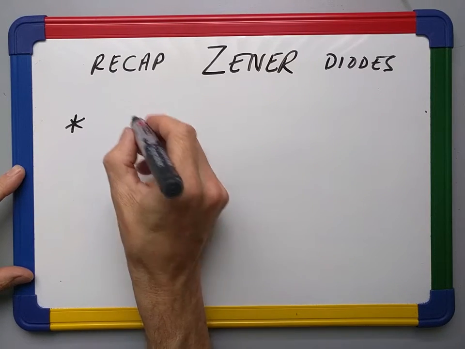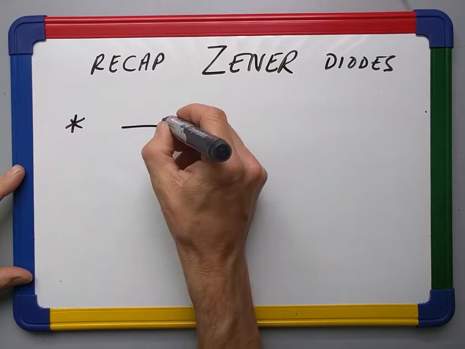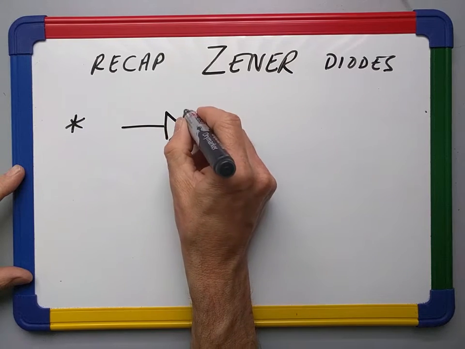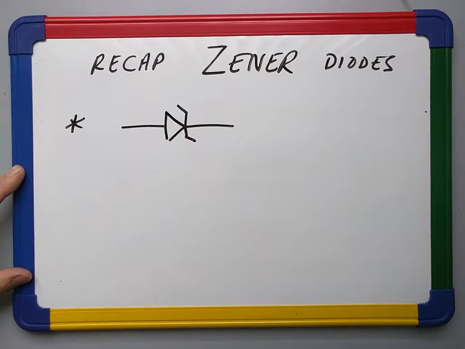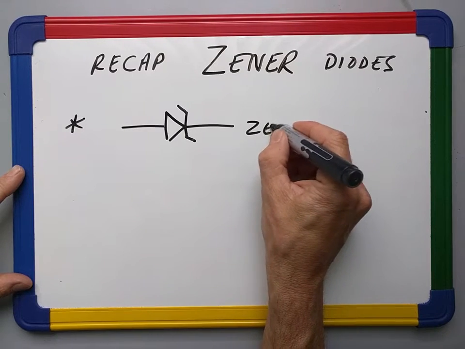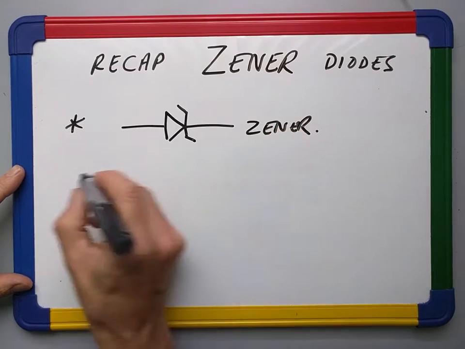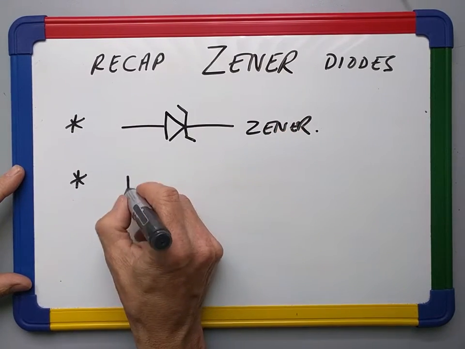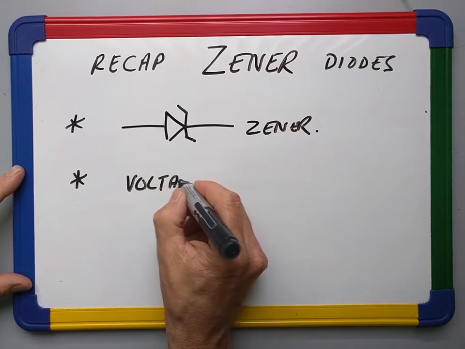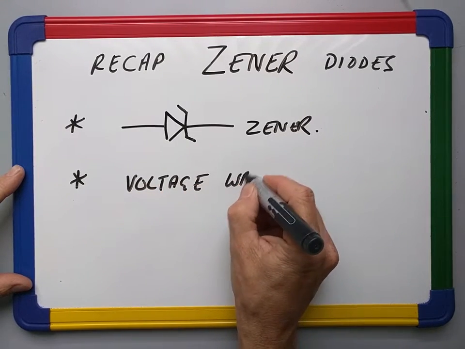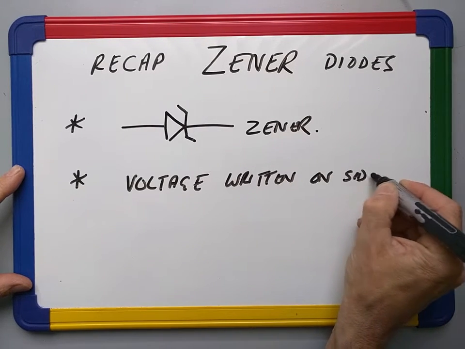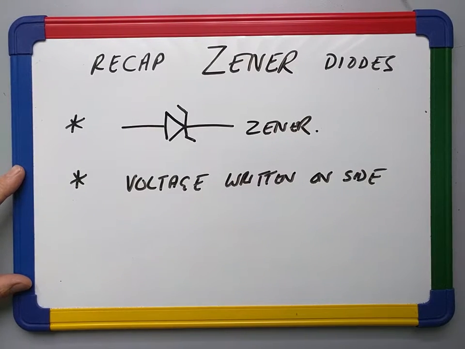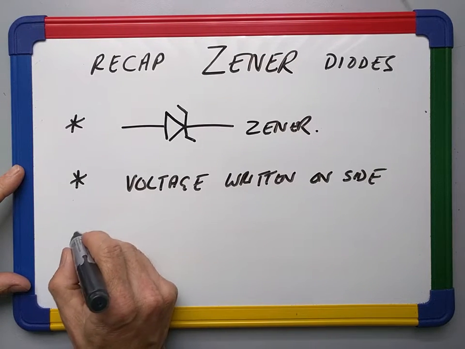So let's recap our zener diodes. First thing is the symbol for the zener diode. Looks like a regular diode, but then these two little tails are the giveaway that it's in fact a zener. It has a voltage written on the side of it, and that voltage is the zener voltage.